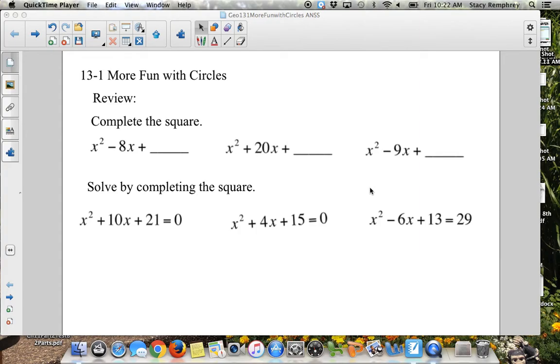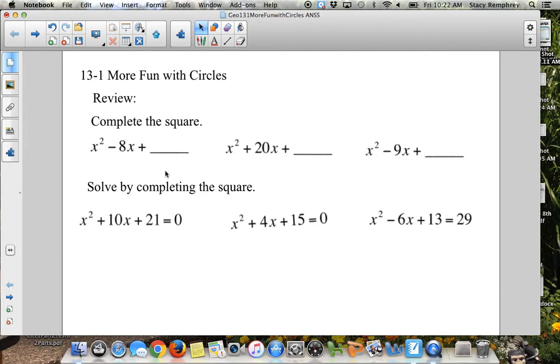Okay, these are 13.1. This section is not covered in the book, so you are going to need this to figure it out. The first part is a review actually of chapter 6 in Algebra 1. So this is a review from before, but it's a necessary skill for what we are about to do in the geometry. So why not give it a try?